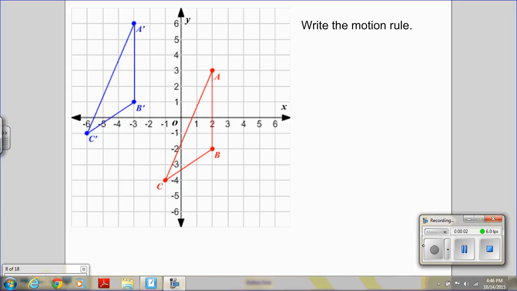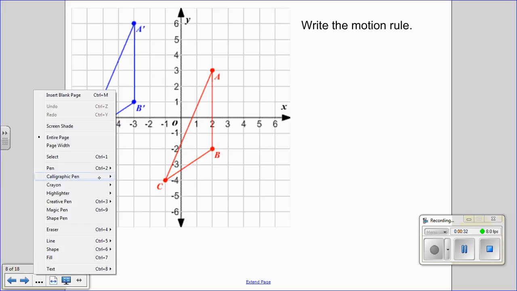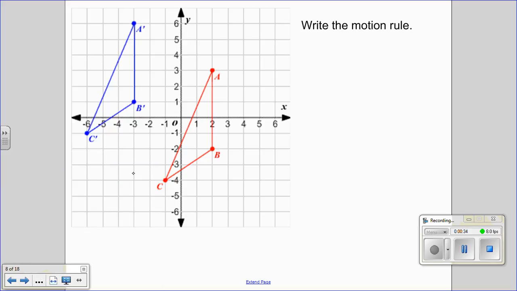Transformation lesson part 2. On the next few examples, we're going to practice writing the motion rule. The red triangle is the pre-image, where the blue triangle is the image. In other words, red is old, and blue is new. So our job is to figure out how you went from old to new. To do that, let's take a look point to point at what happened between each point.